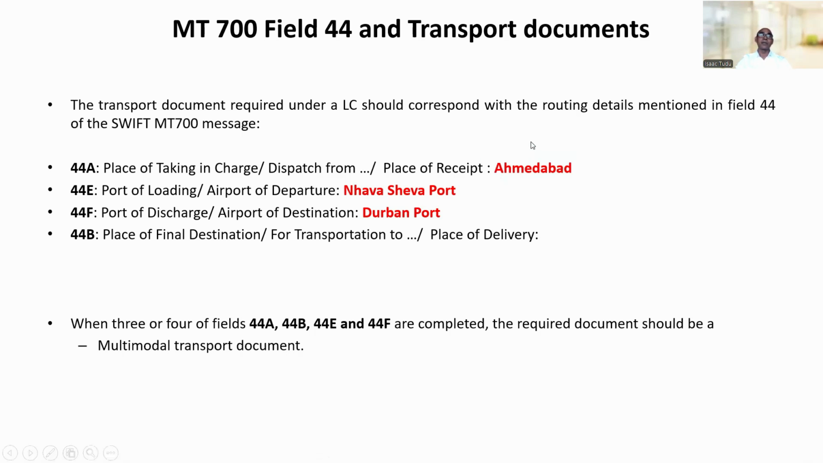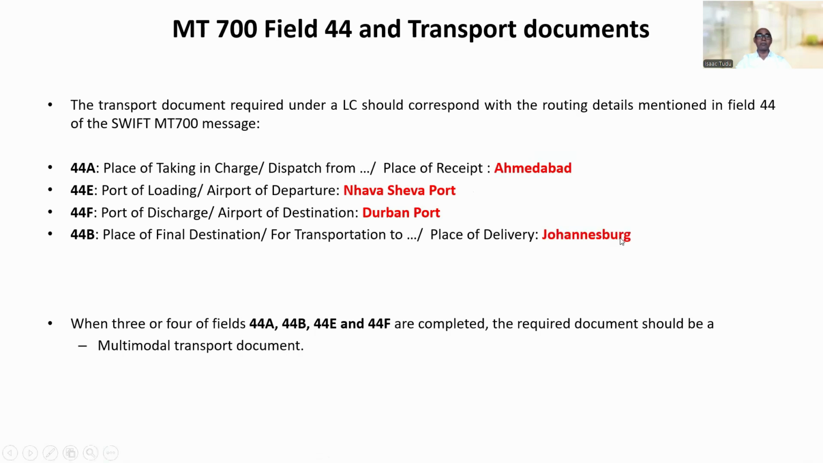So in this case, the place of taking in charge is Ahmedabad. So goods will go from Ahmedabad to Port Nhava Sheva by road. Okay, so road is the mode of transport. And from Nhava Sheva, it will go by sea to the port of discharge, Durban. Means here, the mode of transport will be sea. So road plus sea, two different modes of transport have been used, right?